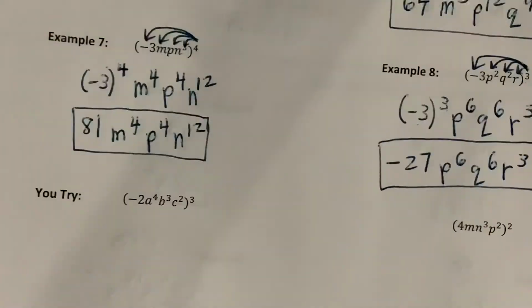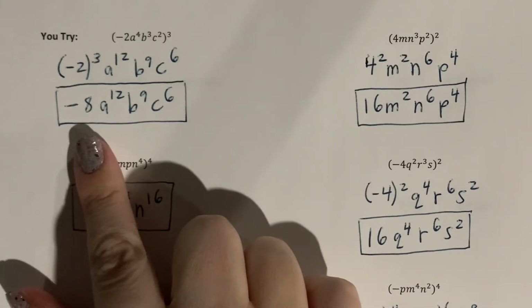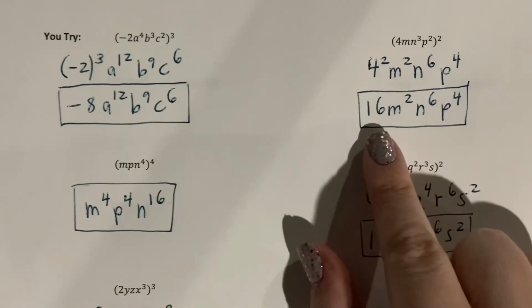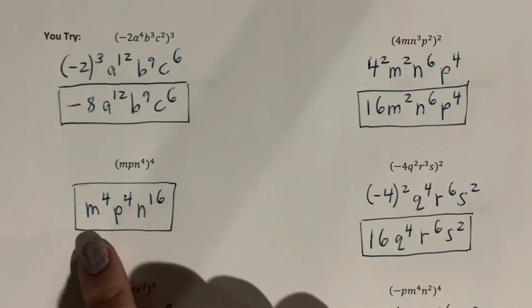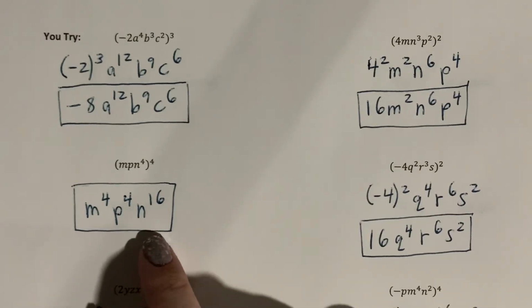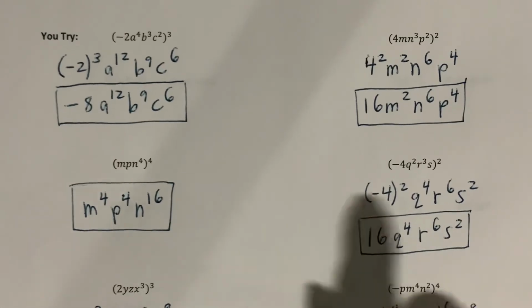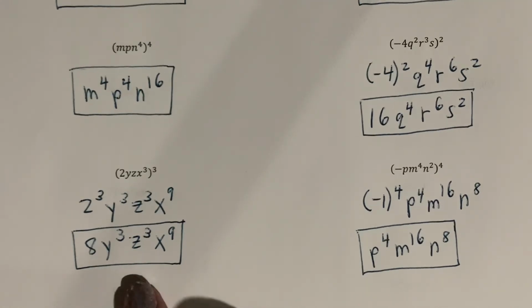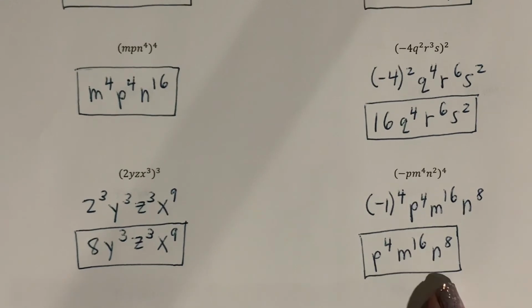Alrighty, to wrap up our notes, you have 6 more U-tries. Go ahead, pause the video, and see what you come up with. On the first U-try, I got -8, a to the 12th, b to the 9th, c to the 6th. 16, m squared, n to the 6th, p to the 4th. M to the 4th, p to the 4th, n to the 16th. 16, q to the 4th, r to the 6th, s squared. Last two, 8y to the 3rd, z to the 3rd, x to the 9th. And lastly, p to the 4th, n to the 16th, n to the 8th.